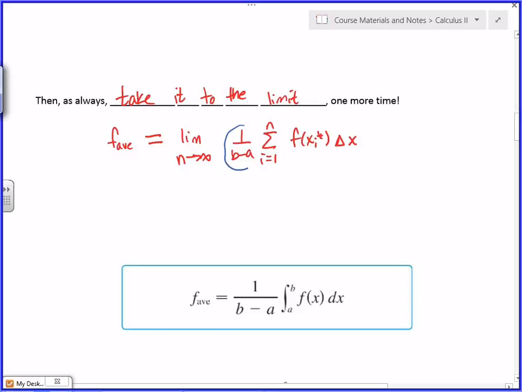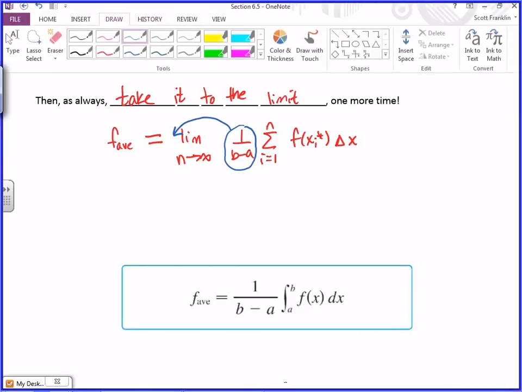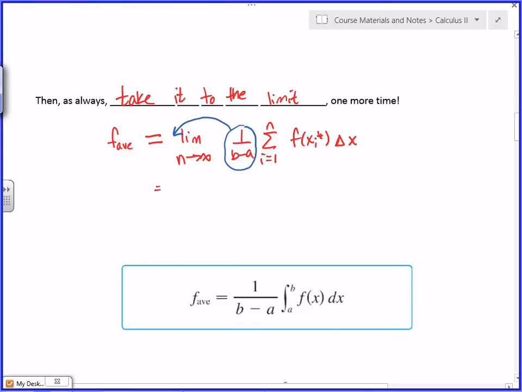Now I'm just going to take this, since it's just a constant, and move it outside the limit. And when I do that, what I have is the exact definition of the integral. Not even any special form of the integral, just the integral of f of x itself, as n goes to infinity. That right there is the integral from a to b of f of x dx, by definition.